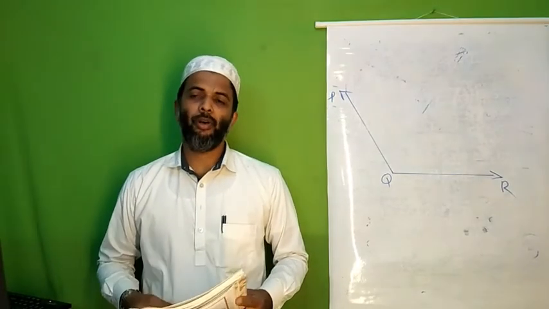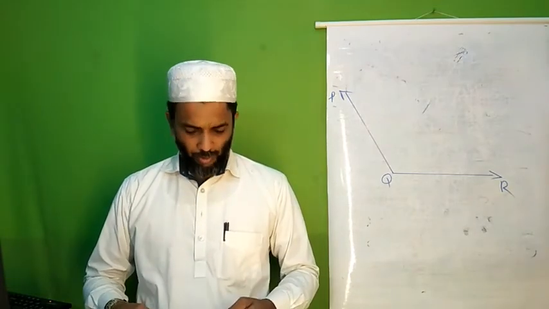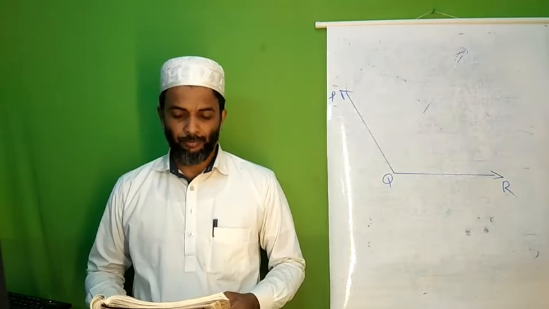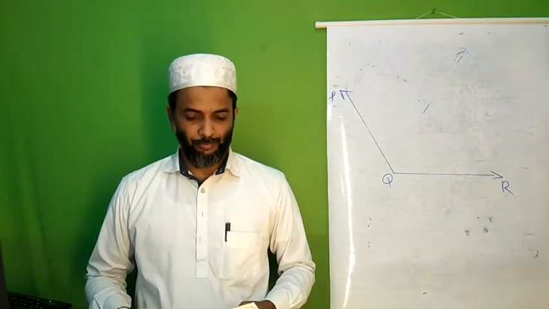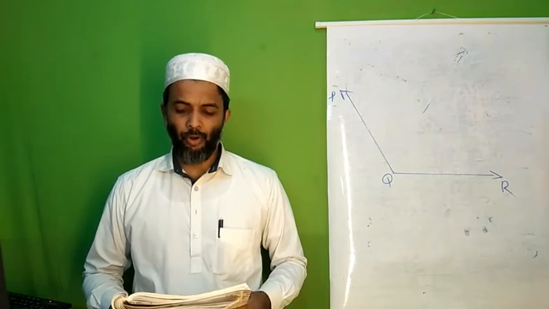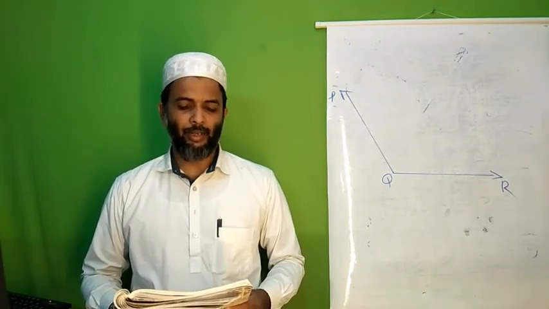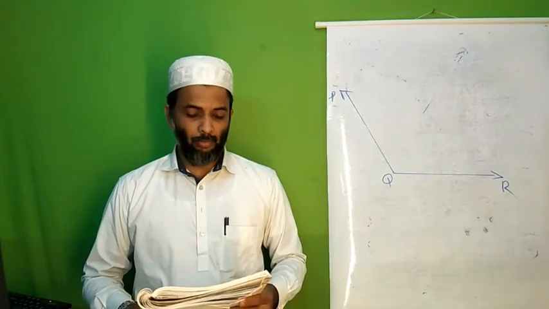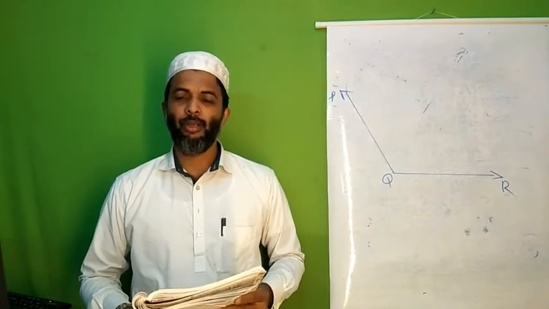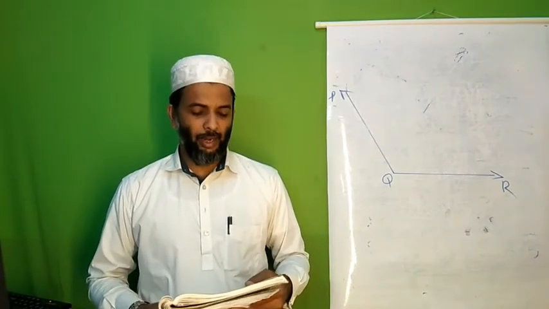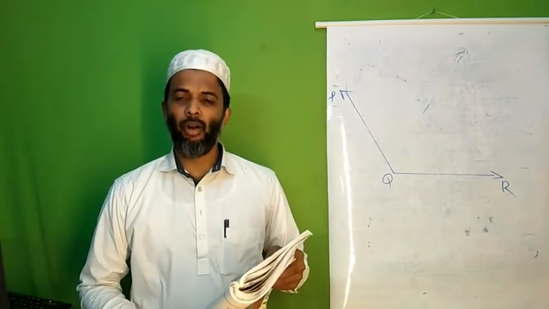Please note your homework. Page number 146, exercise number 8.1. Question number 1. Using a ruler, measure the length of the following line segments and write in the given box. There are two line segments AB and PQ. Measure the line segments with a ruler and write your answer in the columns.